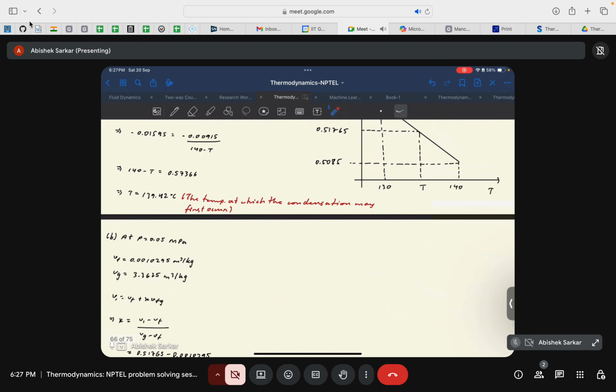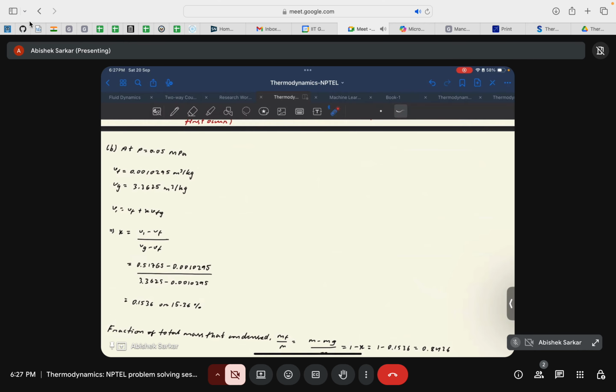If you recall, let me just go back. Yes, you need to use this formula. And since you need to find the amount of steam that has condensed, you need to specifically find the value of this one. You'll see how. So at P equal to 0.05 megapascal, from the saturation steam table we have, for steam, Vf as 0.001029 meter cube per kg and Vg as 3.3625 meter cube per kg. So we have V1 or V2. I think it would be better if I write it like this, so it makes more sense. It is equal to V2 as well.